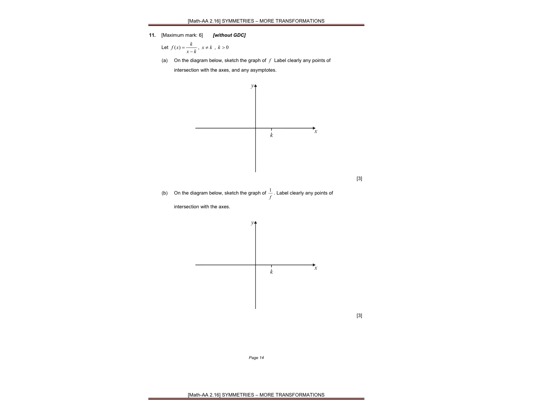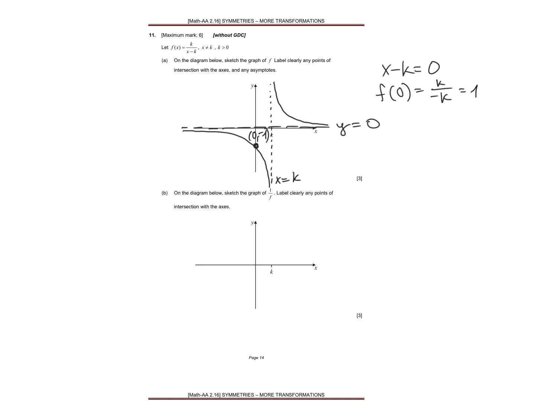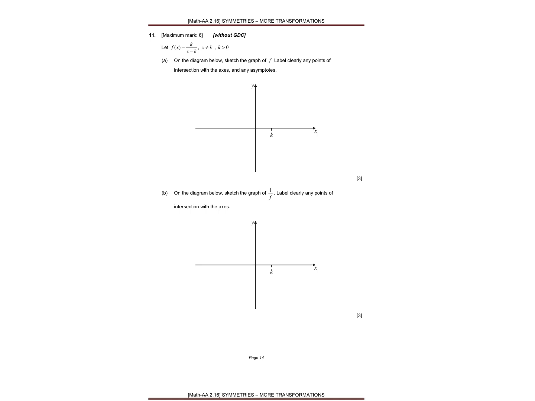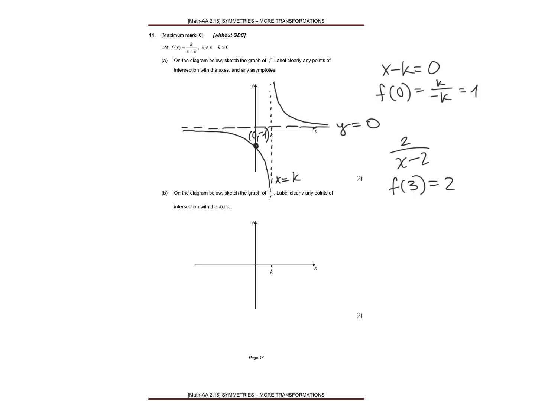And you can kind of, if you don't feel confident, pick a value of k like this and substitute in something after k, after 2, and you'll get a positive number, so above the x-axis, so it's going to be up here, okay? All right, B, they want you to sketch the reciprocal function.